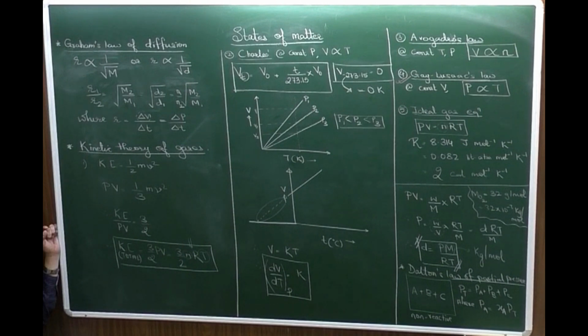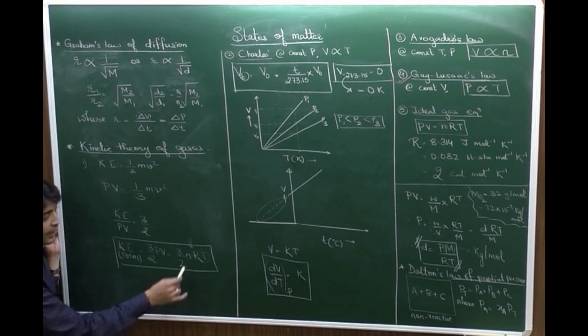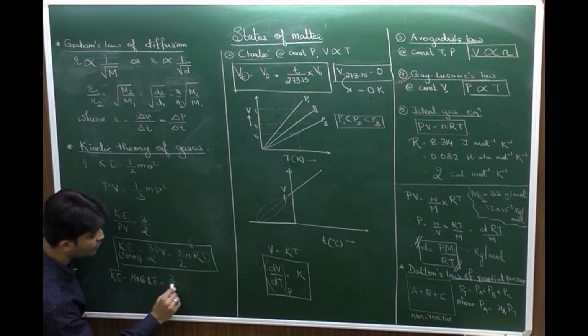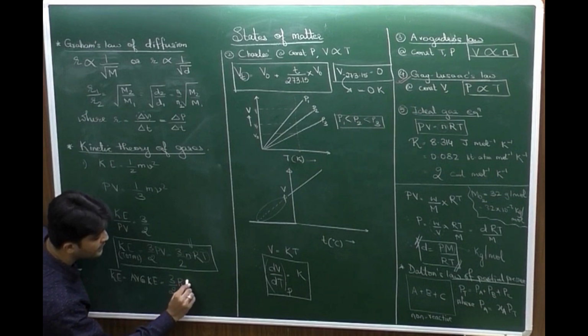Higher the temperature, more energy the gas has. Now n is moles, which is given mass upon molar mass, so it is inverse of molar mass. So the total kinetic energy is 3 by 2 nRT. Now if you take the n down, then we get kinetic energy per mole. That is called KE bar. Bar means average kinetic energy. And the average kinetic energy is equal to 3 by 2 RT.